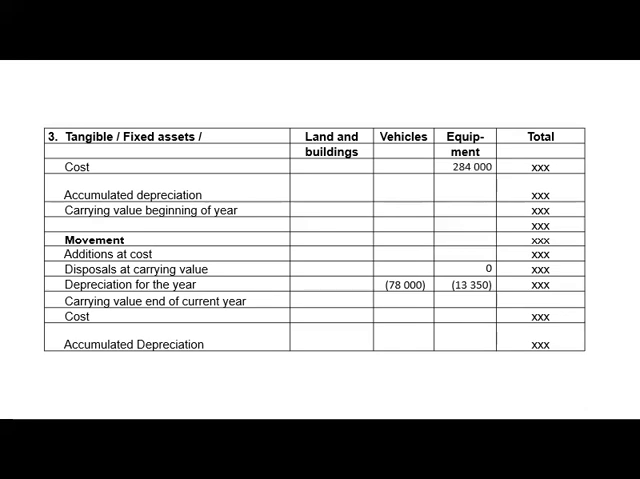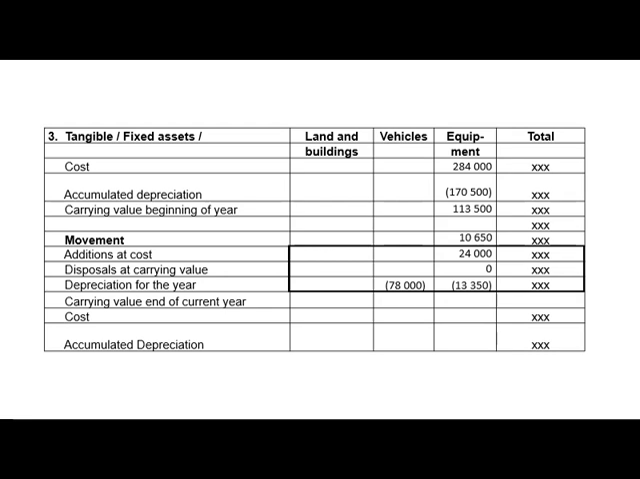284,000. And accumulated depreciation of equipment at the beginning of the year was 170,500. So when you take 284,000 and minus 170,500, you will get 113,500. Under movements, did we buy any equipment? Yes, we did. How much was it? It was 24,000. You put it without brackets because it's a new addition. 24,000 minus 13,350, it'll give you a net movement which will be positive, and that will be 10,650.